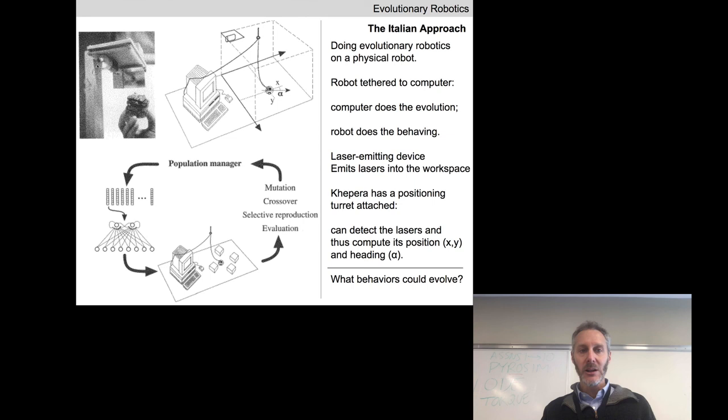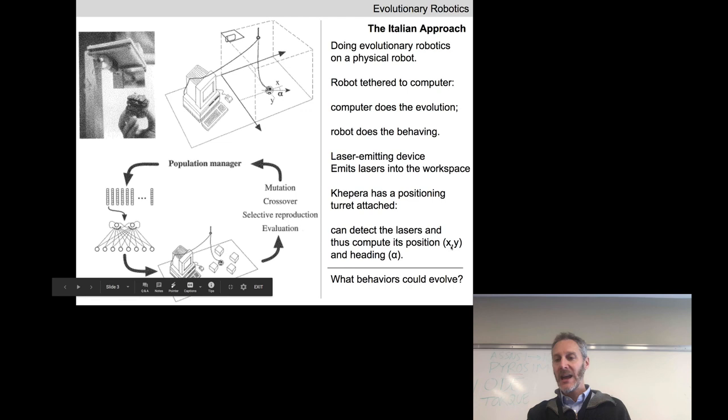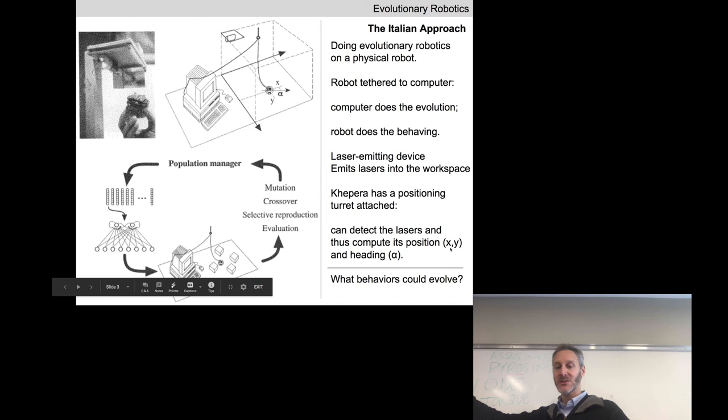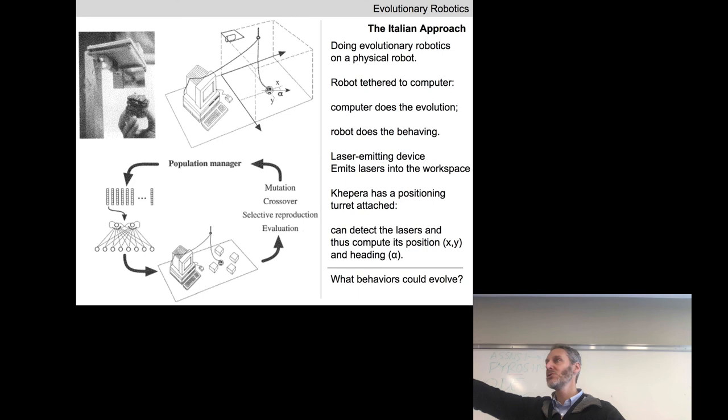Then there was a little laser emitting device that would shine down into the workspace that they could use to detect the position and orientation of the robot. And that information was passed into the robot. So the robot knew, thanks to the laser, its XY position on the table. It can only move in 2D, so only X and Y, and its heading alpha. I'm at X equals 3, Y equals 2, and I've got an alpha of 90 degrees, whatever it is. It has those three pieces of information available.